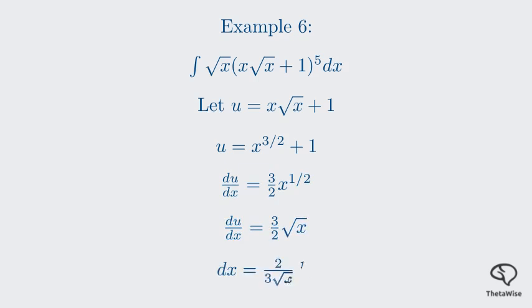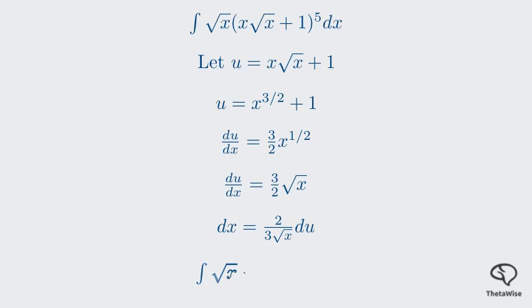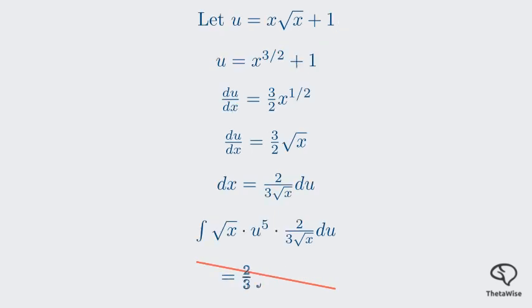Look closely at the derivative. Notice the square root of x from the derivative in the denominator. This is perfect because we have a square root of x in the numerator of our original integral. Let's substitute. The integral becomes the integral of the square root of x times u to the 5th times our substitution for dx. As you can see, the square root of x in the numerator and the square root of x in the denominator cancel out. We are left with a very simple integral, 2/3 times the integral of u to the 5th.